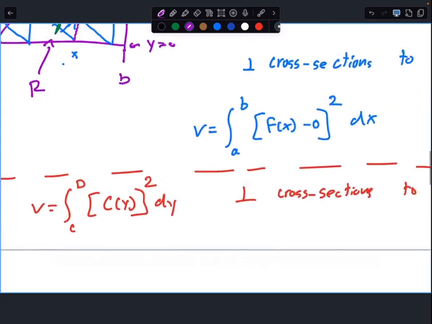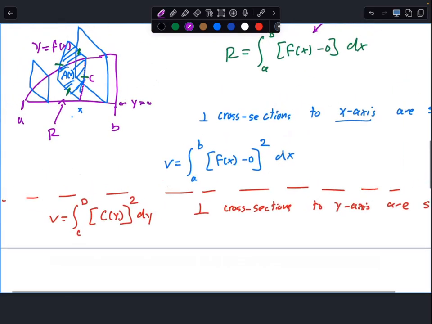It's whatever the chord is as a function of y. So if I was going from this image right over here, then the chord would be from here to here. This is C of y in this image.